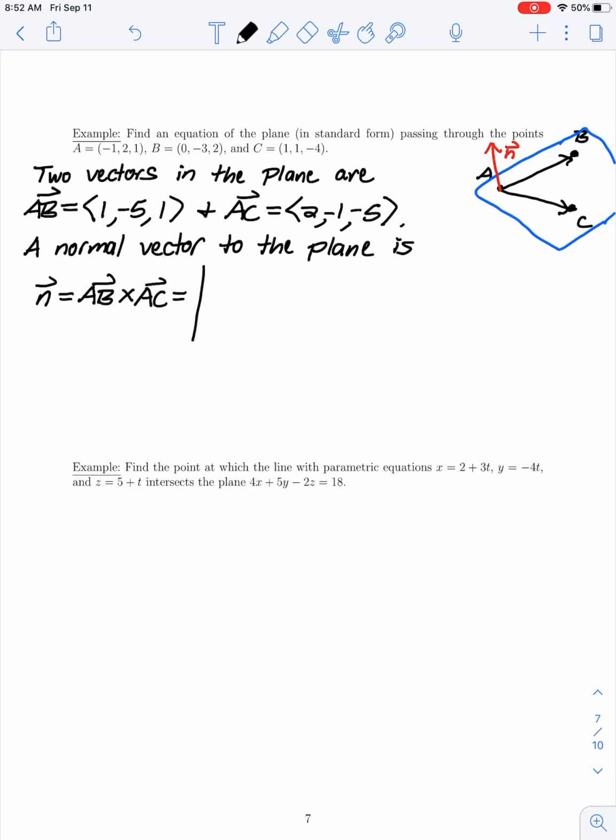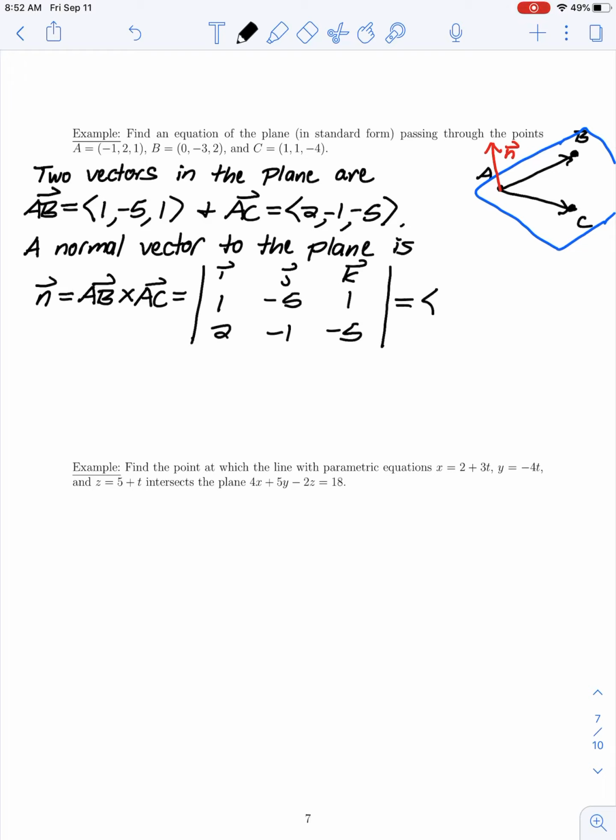So that is given by the determinant of a 3x3 matrix whose first row consists of the standard basis vectors i, j, k. The second row would consist of the vector AB, which was 1, -5, 1. And our third row would be the vector AC, which was 2, -1, -5.